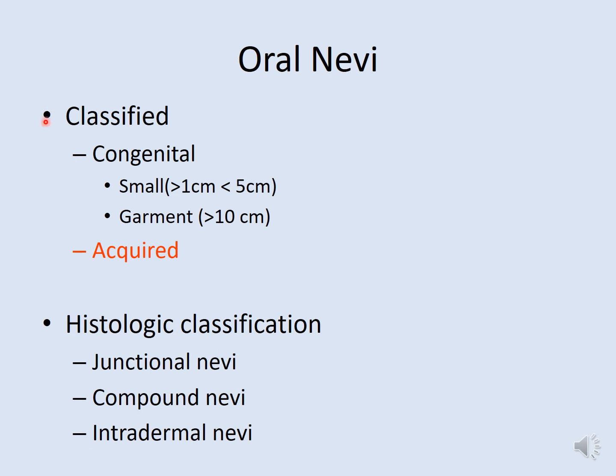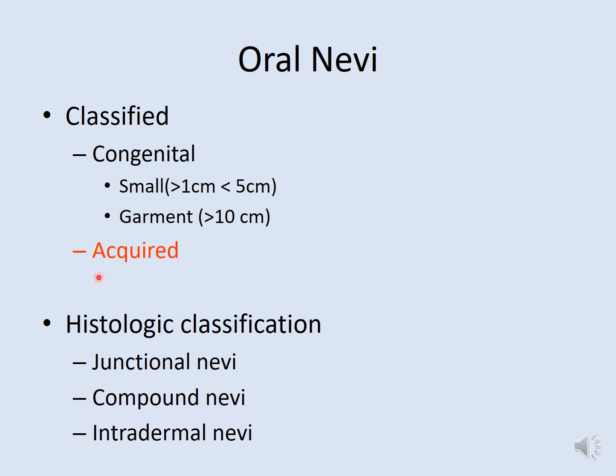Now, nevi, as we discussed, are classified as congenital. Under congenital you have small and garment. The small congenital nevi are present at birth. They are greater than 1 centimeter but less than 5 centimeters in size. Garment nevi are large. They may be present at birth, and if they are greater than 10 centimeters, then they are called garment nevi. Acquired nevi are nevi that develop in an individual as the individual matures, so through childhood to adulthood, if you develop nevi, then they are called acquired nevi.